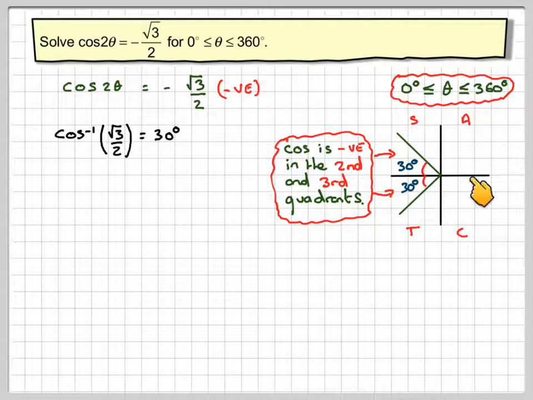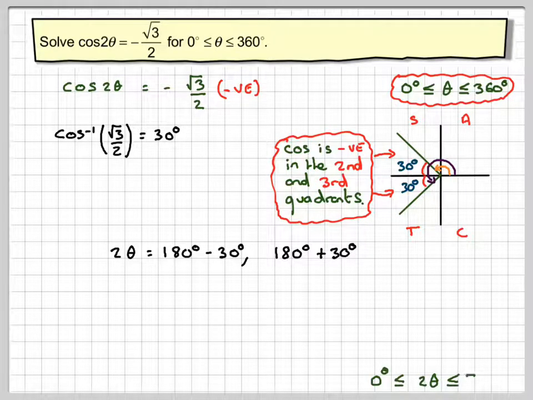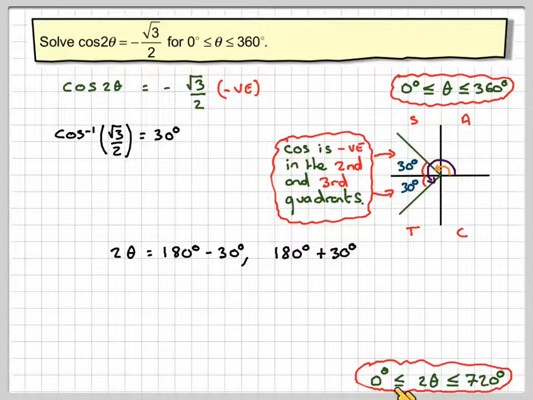And then measuring from here, 2 theta is going to be 180 minus 30, which gives you that little orange one there, or 180 plus 30, which gives you that sort of purple one there. However, we are solving between 0 and 360. Now, when we have 2 theta, we have to consider angles between 0 and 2 times 360, which is 720. So basically, we have to go around again.